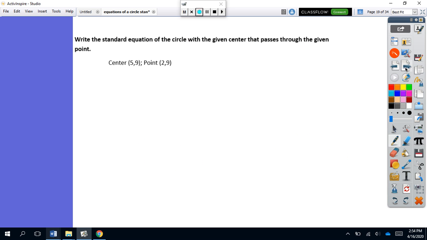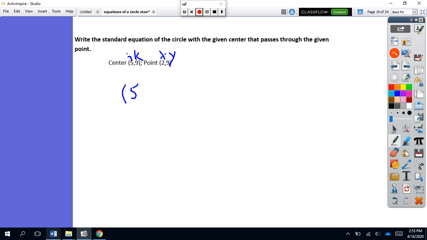Okay, so that's easy. Write the standard equation of a circle with the given center, and it passes through the point. So now they're not giving us the radius, but this is pretty easy. I actually had a student think up this whole method, and it's kind of nice. So I know this is h, and this is k, and this is x, and this is y. So I can use that to solve for r. So I know h is 5.